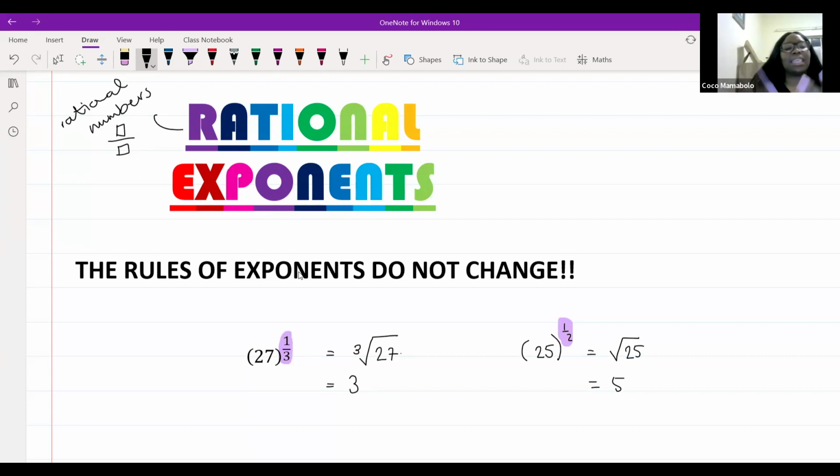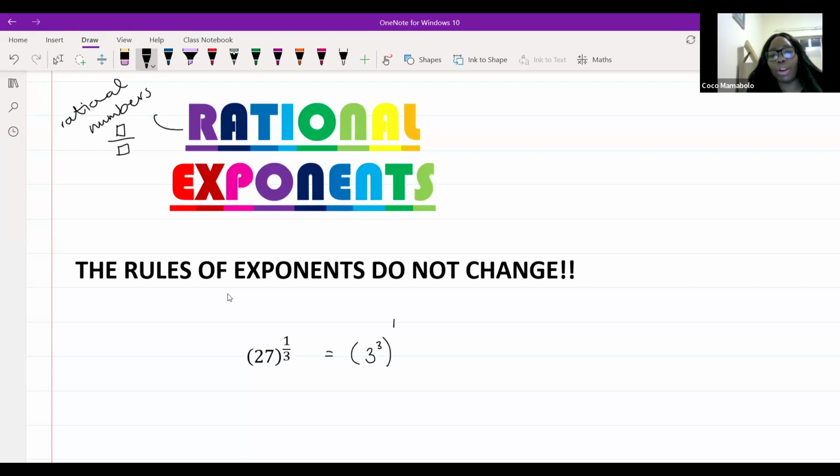But let's see how the rational exponent part actually comes in, right? Here's what we're actually going to do with these particular questions. We're going to take 27 and write it as a product of its prime factors. So we know that 27 actually ends up as 3 cubed all to the power of 1 over 3.